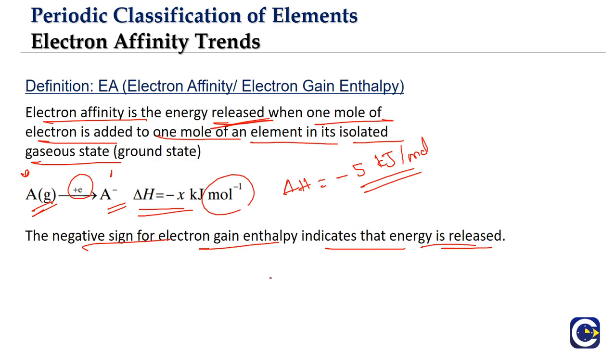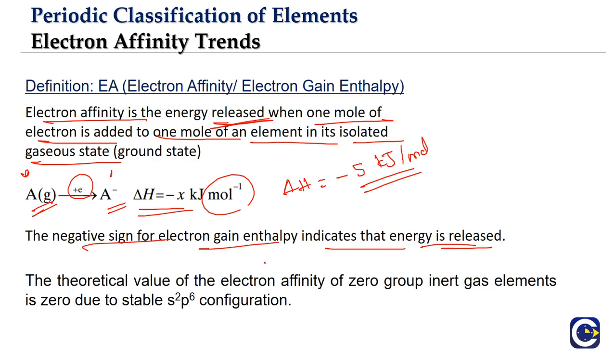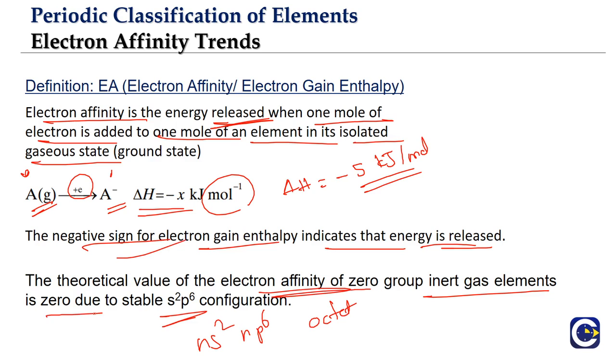Now electron gain enthalpy is a term that we will identify with the tendency of an element to gain an electron. Theoretically speaking, the elements with ns2 np6 configuration, which we call the octet arrangement, that is possessed by the inert gas elements other than helium, are supposed to already have a stable arrangement, which means they should not have a tendency to gain an electron. So theoretically we will take the electron affinity of the inert gas elements to be 0.